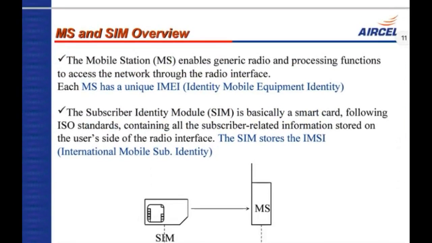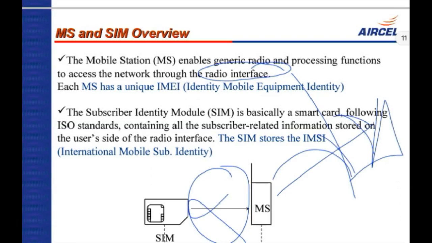And in brief, as an overview, we want to talk about the mobile station and the SIM. The mobile station enables the general radio and processing functions to access the network through a radio interface. And when we say radio, what does it mean? It means the interface between the network and the mobile subscriber. The interface between the BTS and the mobile station is going to be air. That is the one we are calling the radio interface.